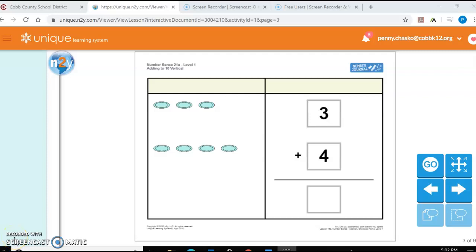Hi, so I posted a counting video yesterday. So today I want to focus on addition. We're still going to be using our counting skills.